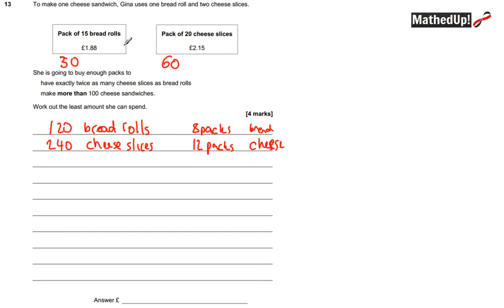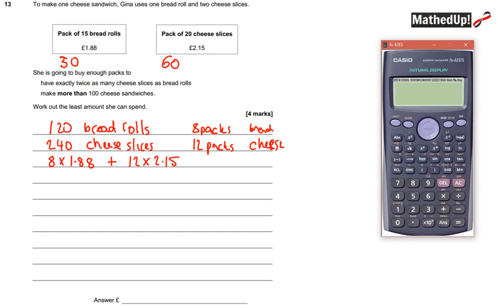So our cost is going to be, well, 8 packs of bread rolls is going to be 8 times £1.88, plus, and we also need 12 packs of cheese slices. That's going to be 12 times £2.15.